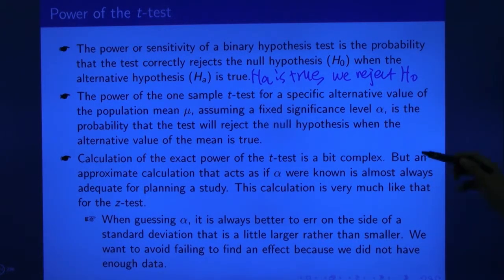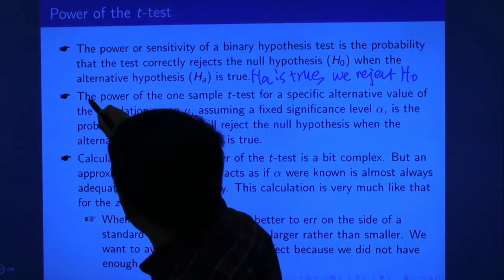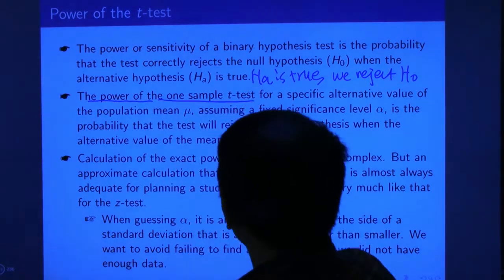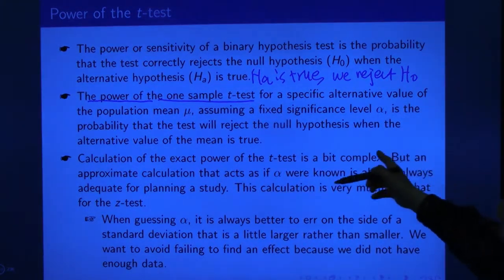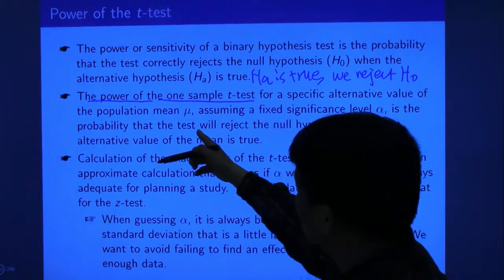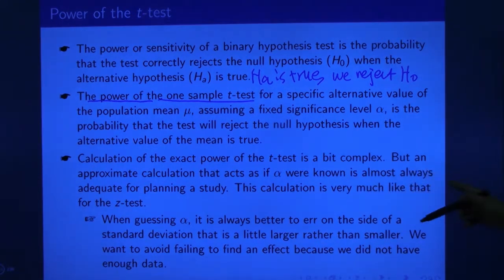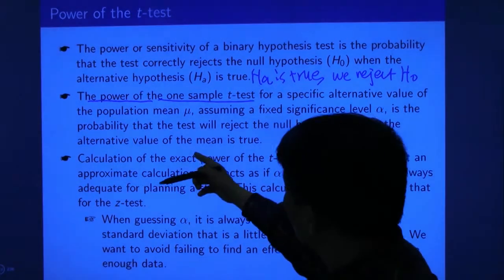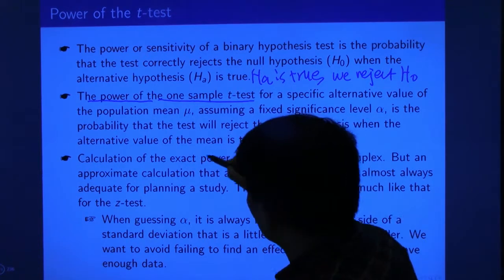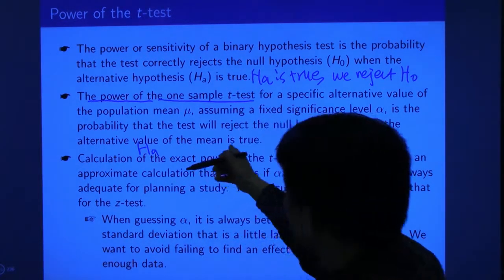That means there is a probability, and that probability to reject H0 is not equal to 100%. That probability is called the power. The power of a one sample t-test is defined by the probability that the test will reject the H0 successfully when the HA, the mean, is true.